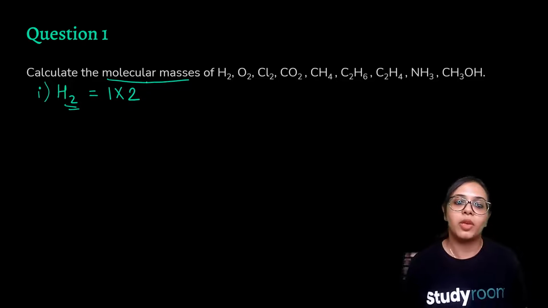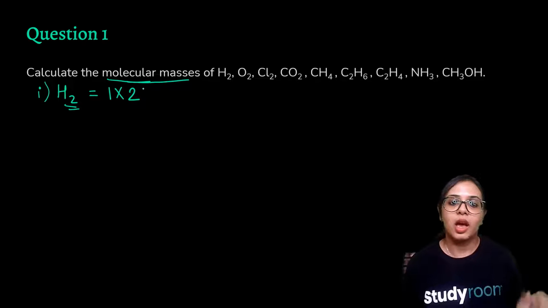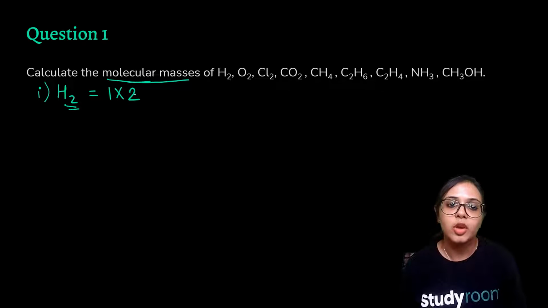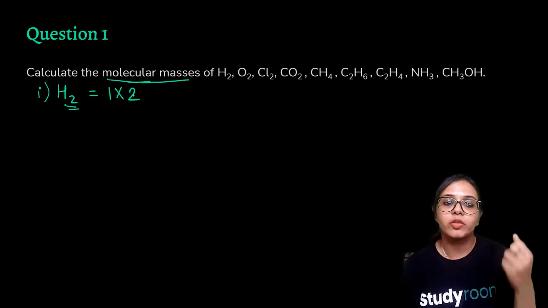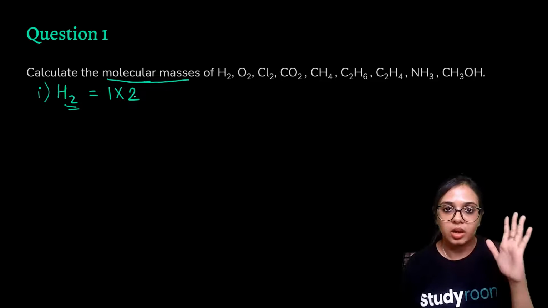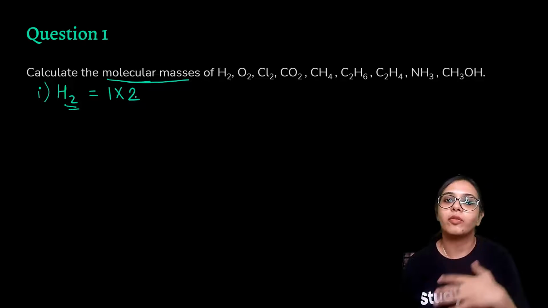Why 2? Because we have to calculate the molecular mass. And how is a molecule formed? A molecule is formed with a combination of atoms. So to calculate the molecular mass, we will have to calculate the mass of the atoms together present in that molecule, and we have to combine them.